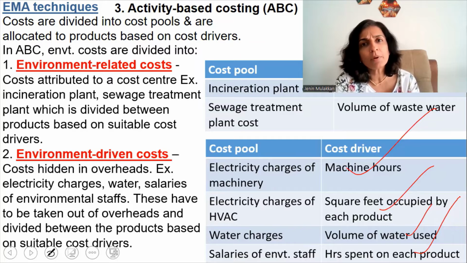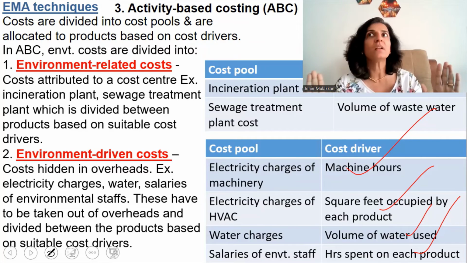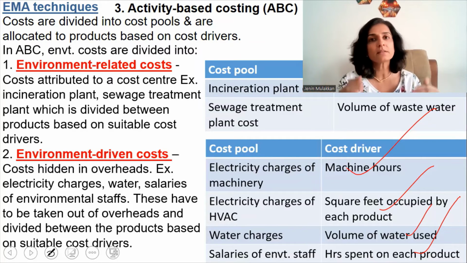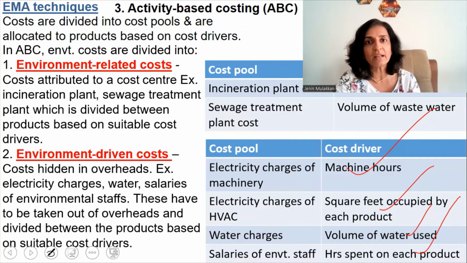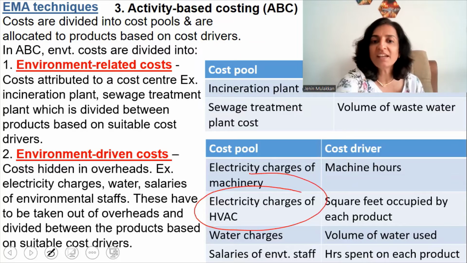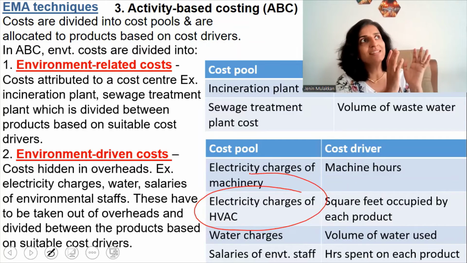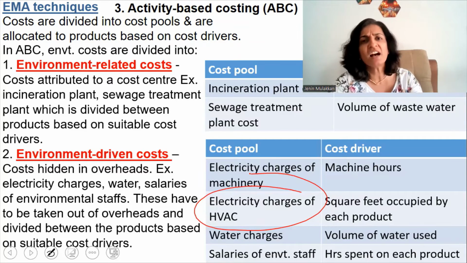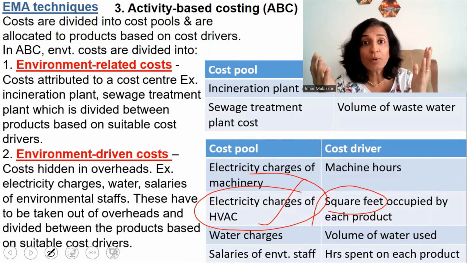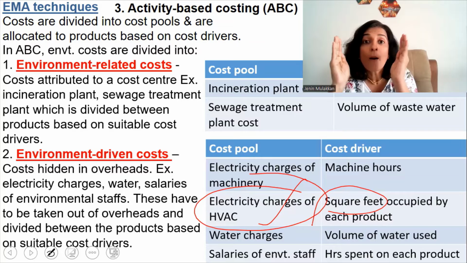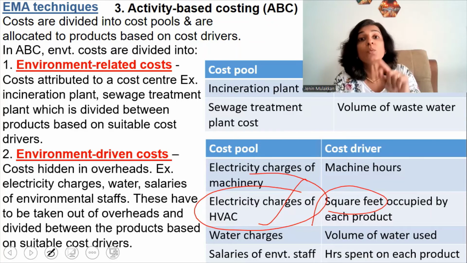And then what is the next step? It is not enough if you just sit with that particular cost, okay, the cost of product A is this much and product B is this much. You should find ways and means of reducing that environmental cost. Suppose you identify the electricity charges of HVAC and you see that product 1 receives a very high share of the electricity charges because the square feet occupied by product 1 is really high. So what we can do is make either the packing of product 1 or product 1 itself more compact so that product 1 occupies less space in the factory.